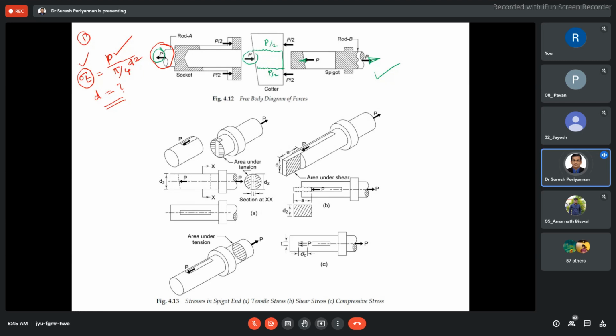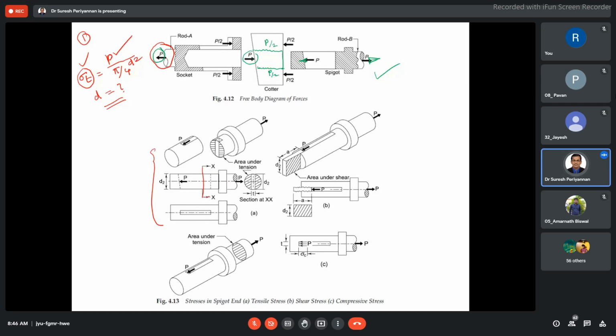Now I come to the tensile failure of the spigot. See this figure. This is the tensile failure of the spigot. Okay. Now in this section, what is the area? Spigot. What is the area here? This is the cross section we are focusing on now.